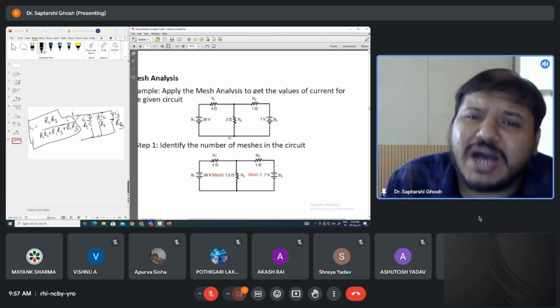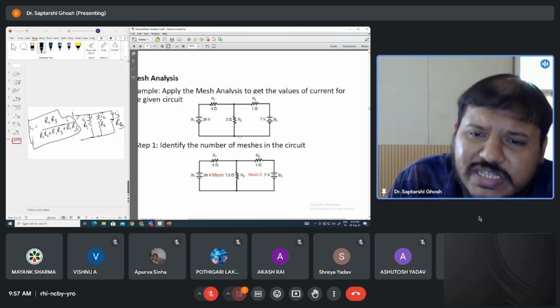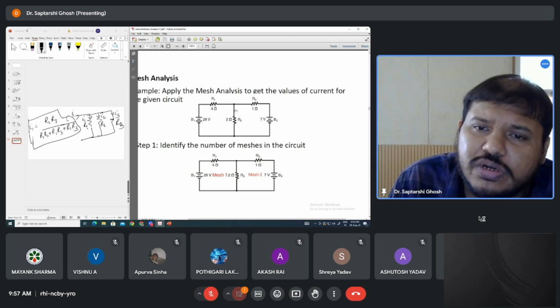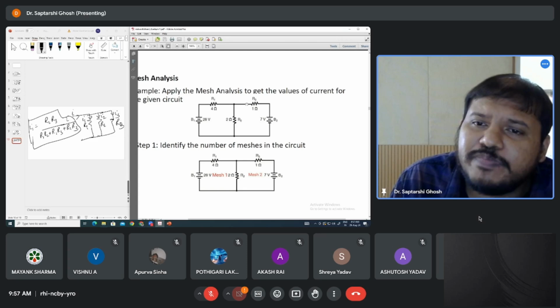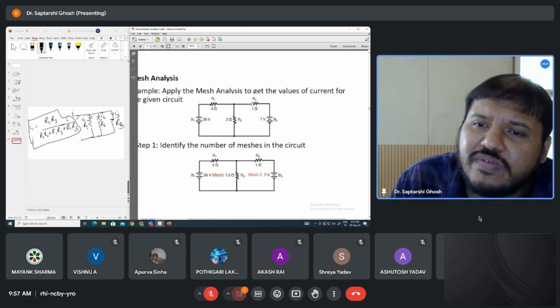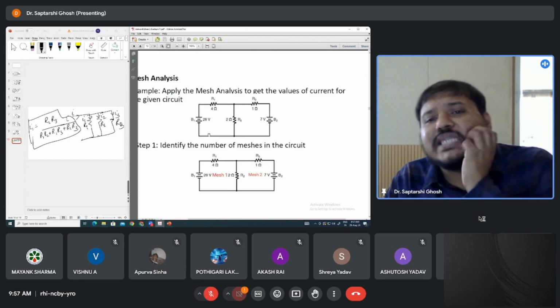What is a branch? A path between two nodes. If this is a node and this is a node, this path is branch 1. This is a path between these two nodes, so this is branch 2. Again, a path between this node and this node, branch 3. Path between this node and this node, branch 4. Path between this node and this node, branch 5. So there are 5 branches.